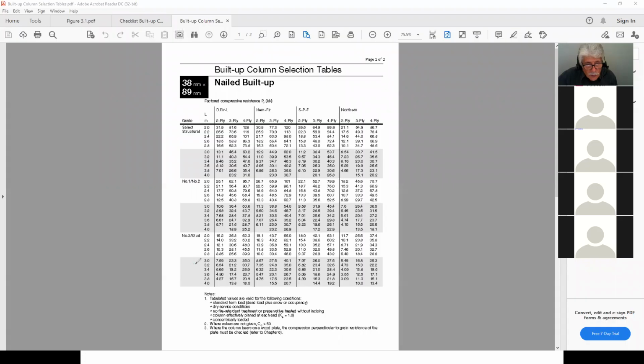So I have a length. This is where I am. This is my grade. And like I said, these are my species right here. So I'm going to be looking for something in here. What I'm looking for is, can I get away with a 2x4? 2-ply, 3-ply, 4-ply. There's nothing greater than 43. So I can't get away with a 2x4. Therefore, I have no choice than to see if I can get away with a 2x6.